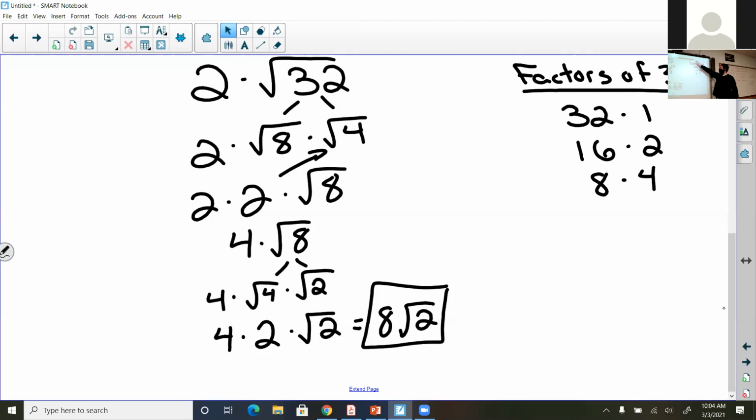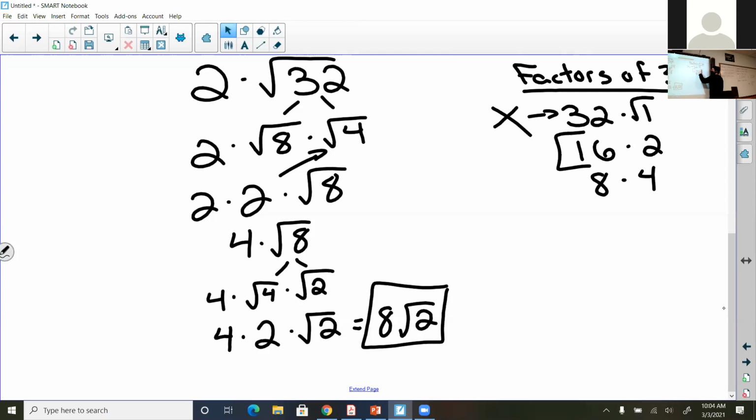So 1 and 32 are factors of 32, 2 and 16 are factors, and 8 and 4. Now this, I would not say is a good option because even though 1 is a perfect square, 32 is not, so I would not do this option.